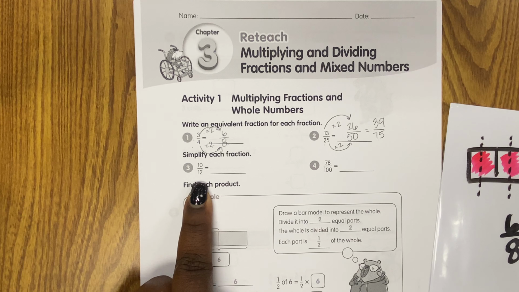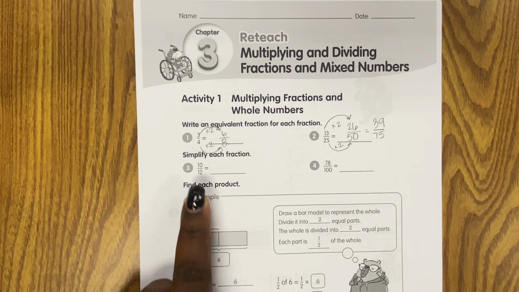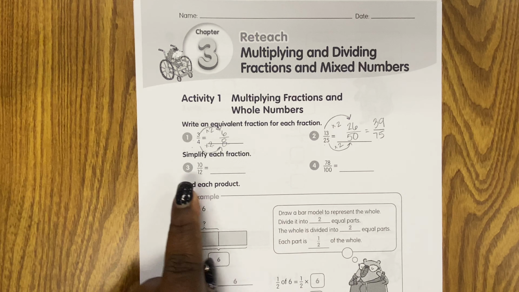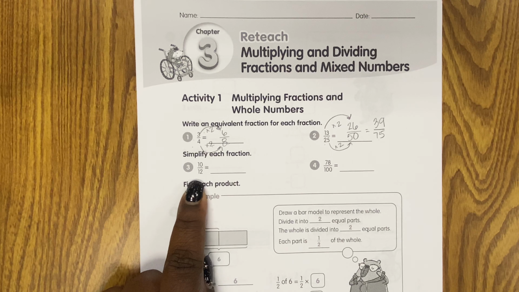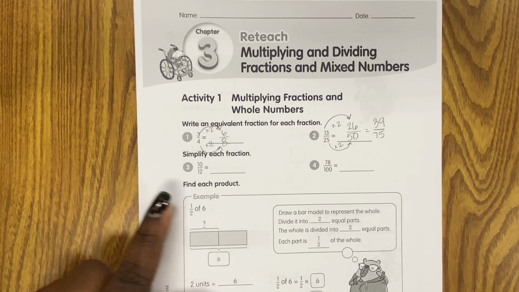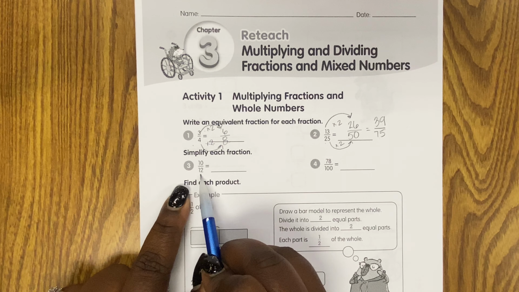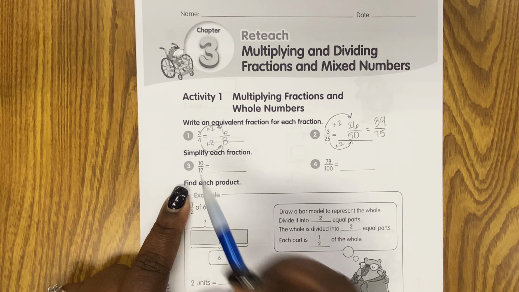Let's go through and simplify each fraction. So I'll do this first one, and then I'm going to ask you to pause the video and try the next one. So for here, we have 10 out of 12. That is representing a total of 12 pieces. And of those 12 equal pieces, 10 should be shaded in.